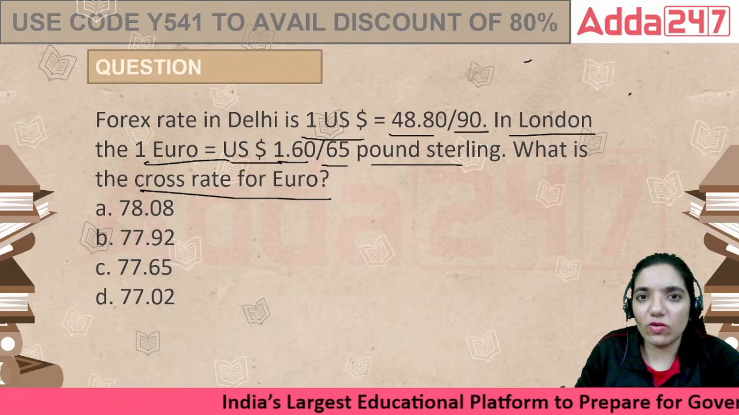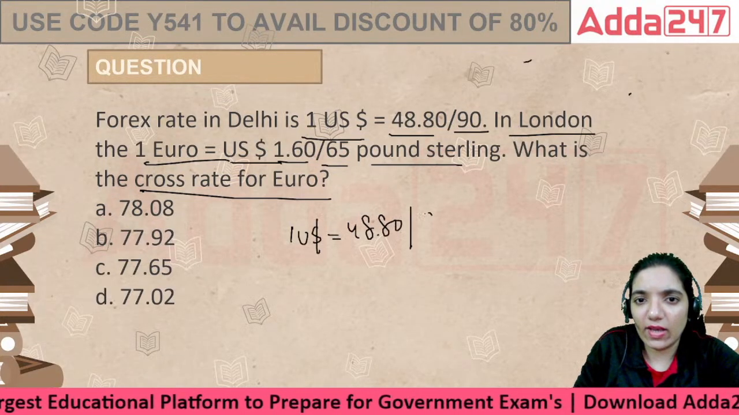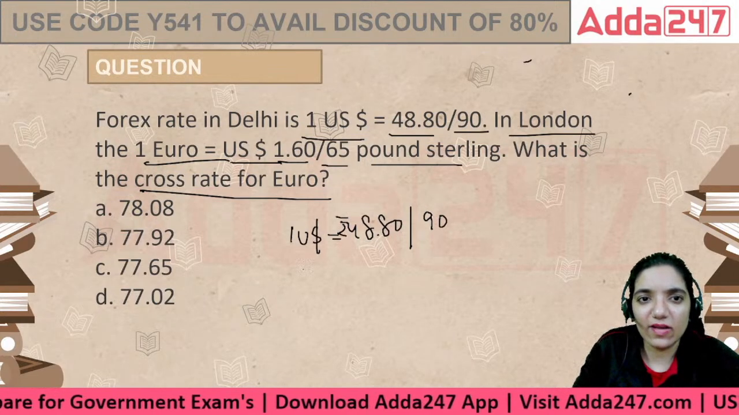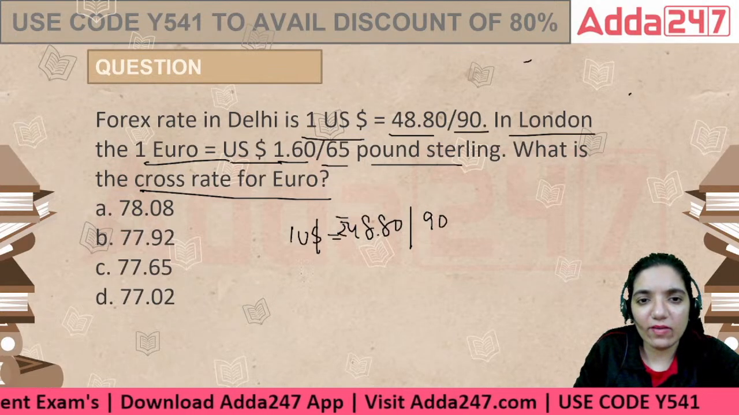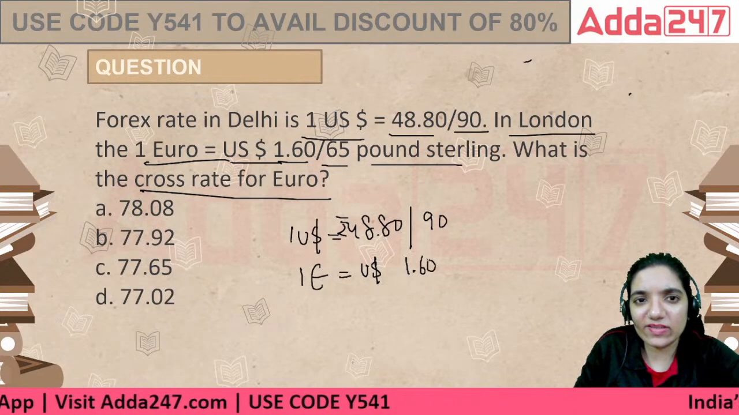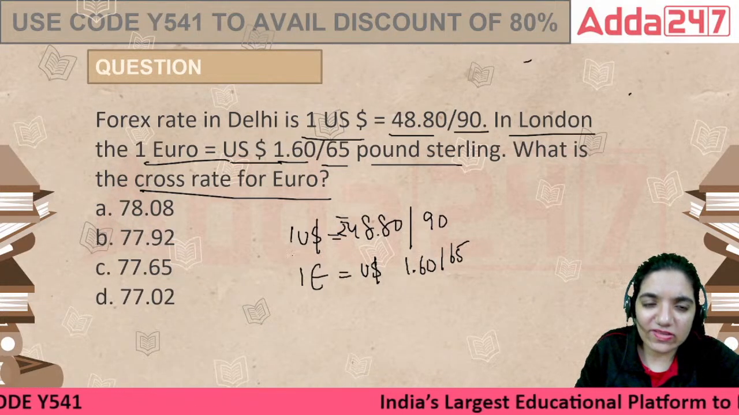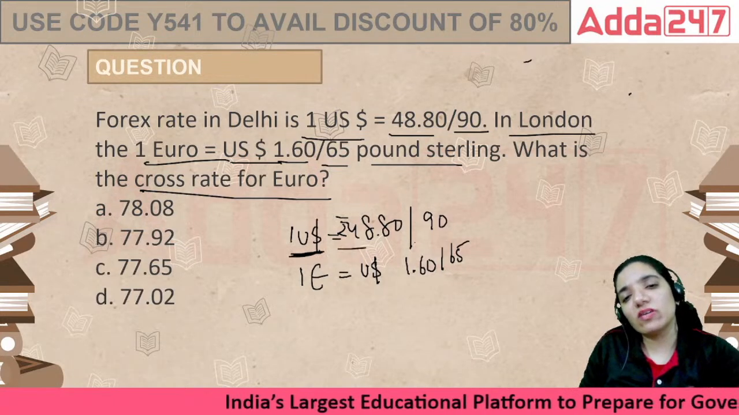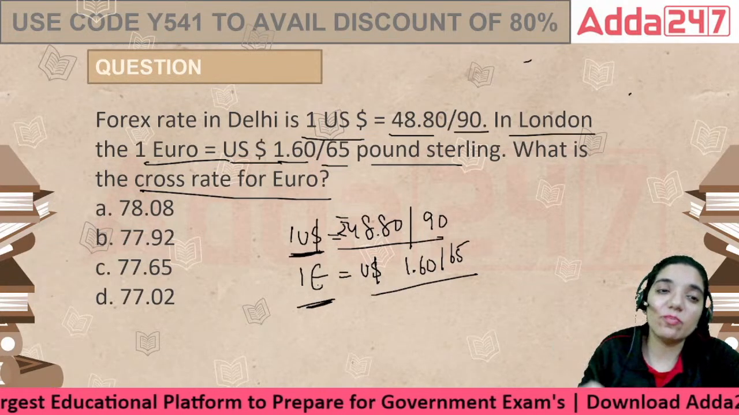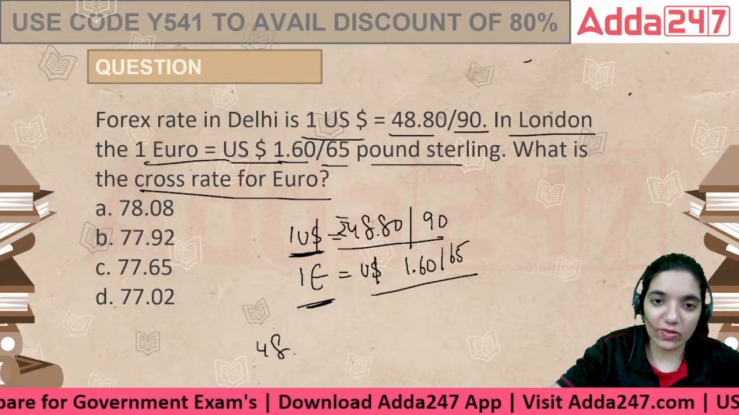Okay. In this question, always keep an eye. It says $1 is equal to 48.80 and 48.90, and we are looking for the cross rate for euro. We are standing at rupees now, and then we have €1 is equal to US dollars 1.60 and 65. In this case, we are looking for this now. The question is basically regarding $1 is given, and $1 is again stated in terms of euro as well. In this case, we will have to multiply. This is the case where you'll have to multiply.